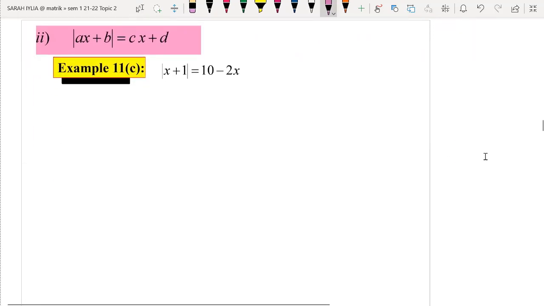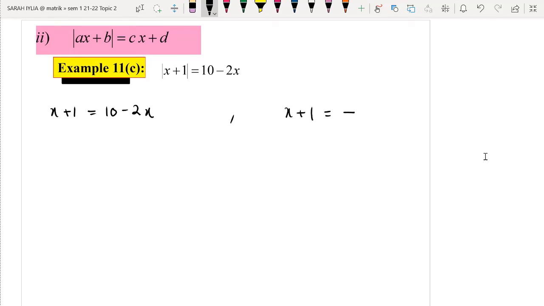Still sama. We still have one-sided. Tapi sekarang, kita ada equation on both side. Kiri ada equation, kanan pun ada equation. Okay. So, first step, open using basic definition as usual. So, we will have x plus 1 equal to 10 minus 2x. Or, our second one would be x plus 1 equal to negative of 10 minus 2x.